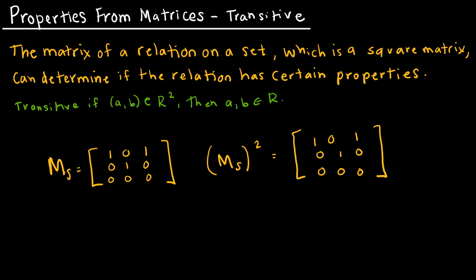I have to square the matrix, and what I'm looking for is if I have a 1 in my product matrix, then I need to have had a 1 in the original matrix. So because all of the ones in the product matrix match up with ones from the original matrix, this is transitive. And if I would have had a 1, say here, that it didn't occur here, then it would not be transitive. So in this case, you would have to do the product.